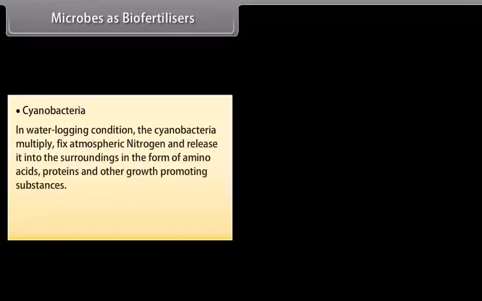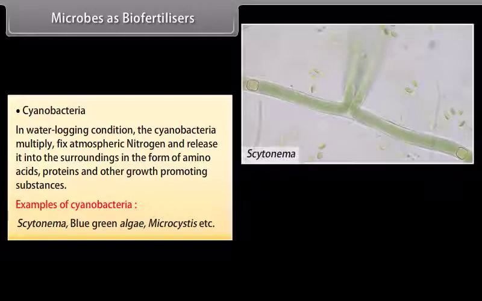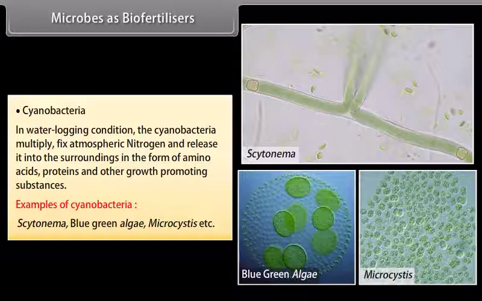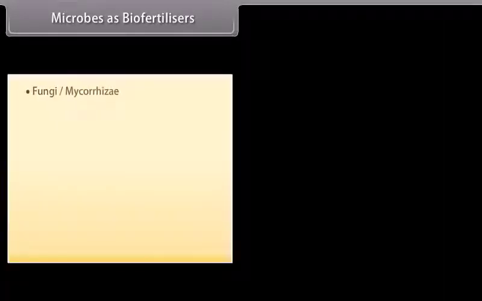Cyanobacteria. In waterlogging condition, the cyanobacteria multiply, fix atmospheric nitrogen and release it into the surroundings in the form of amino acids, proteins and other growth-promoting substances. Examples of cyanobacteria: Nostoc, blue-green algae, Microcystis, etc. Fungi or mycorrhizae.